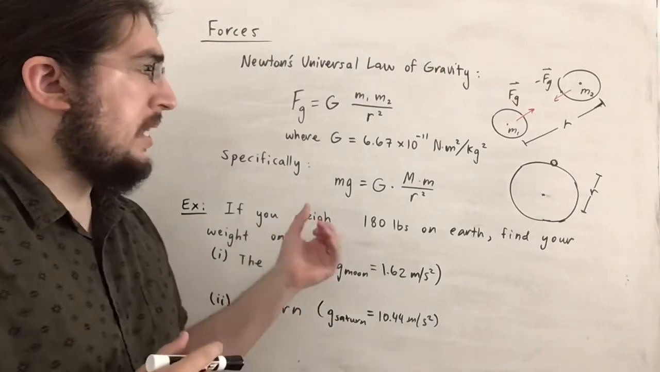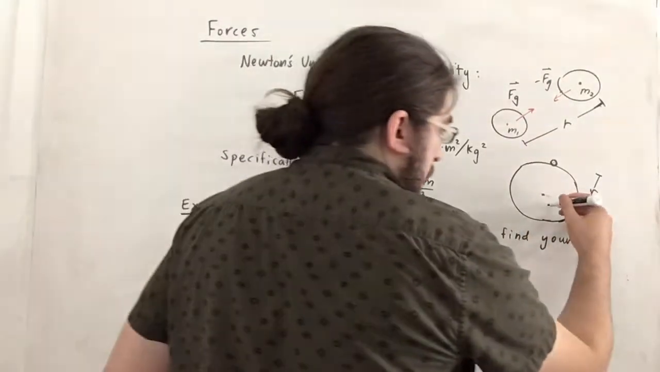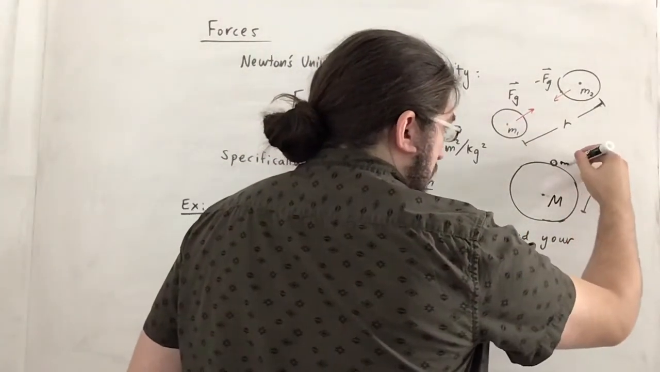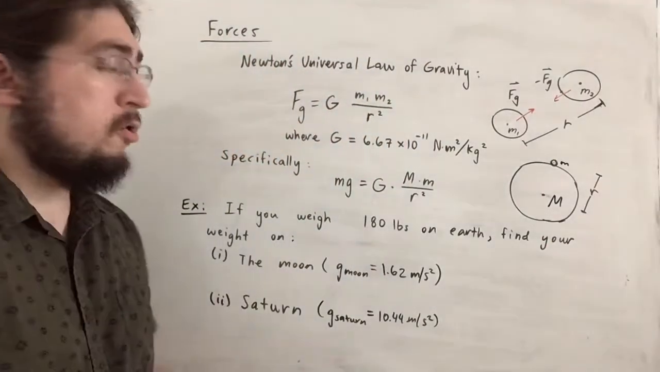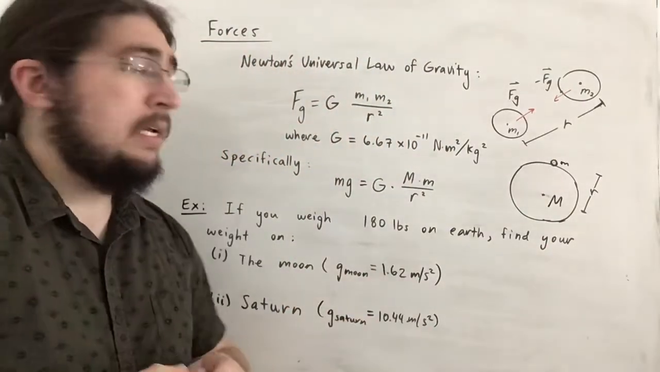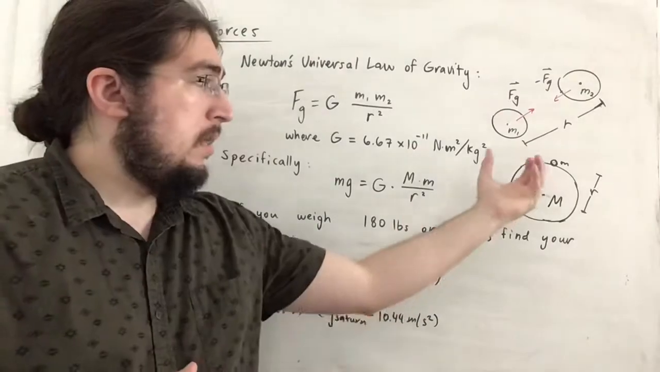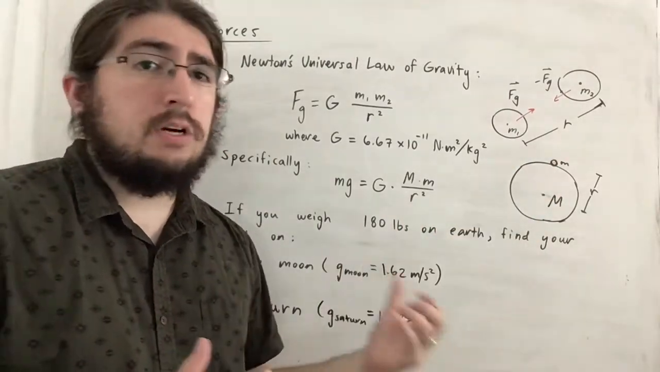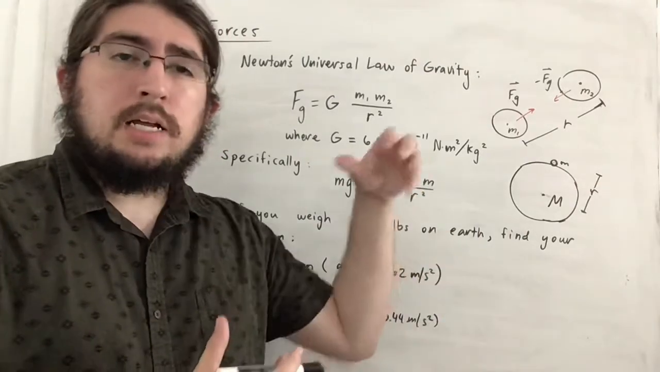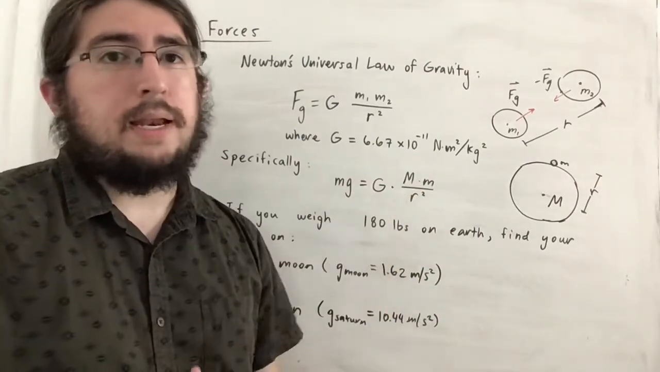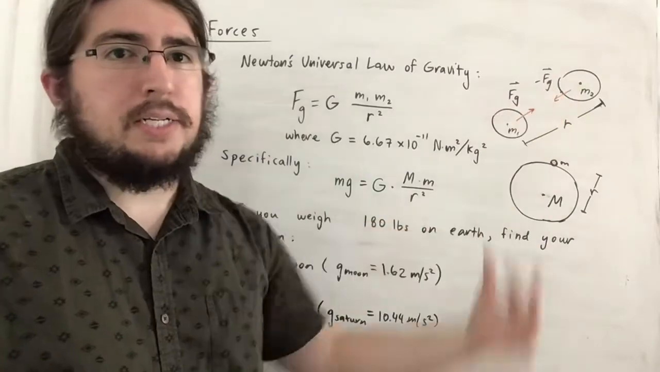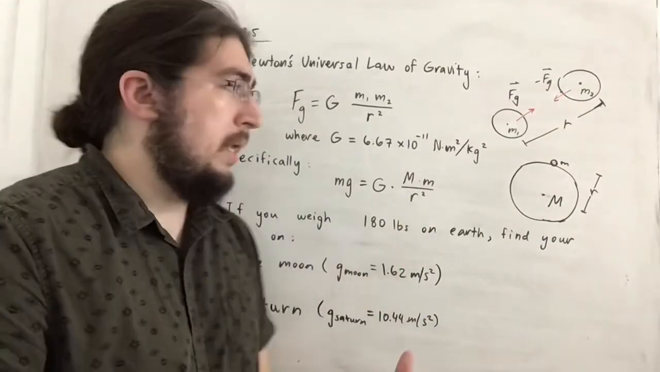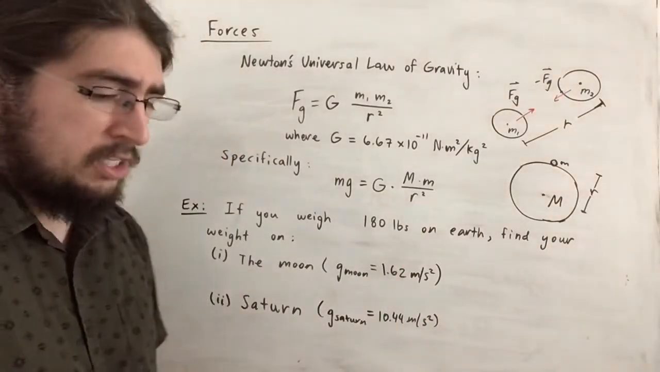In fact, in particular, if the planet has mass capital M and you have mass little m, then your weight basically is the force between the planet and yourself. So it's kind of like the force that the planet is using to pull you down so you're stuck on the planet. Kind of imagine this attraction, only we're always sticking to the planet that we're on. So that I think should make sense.